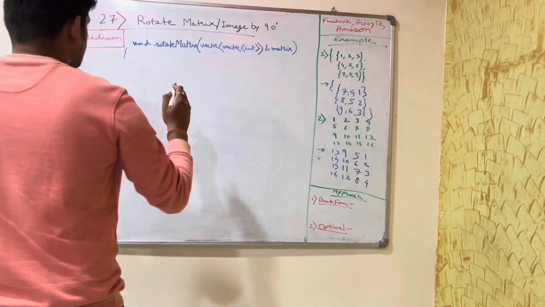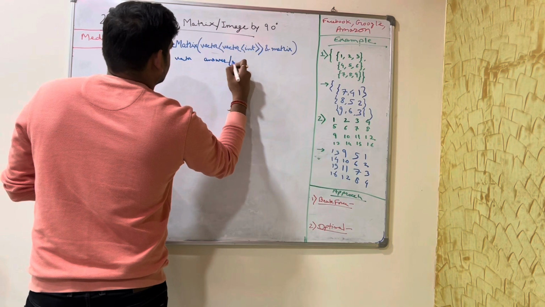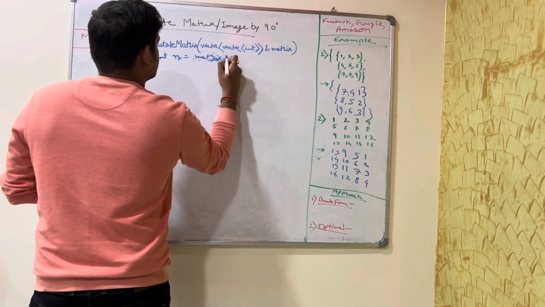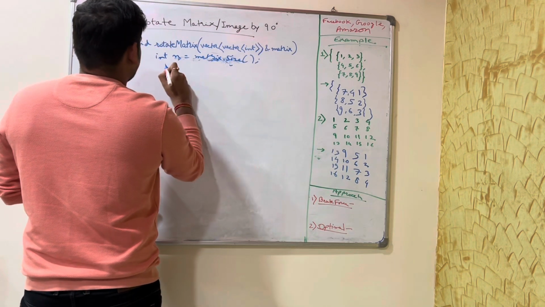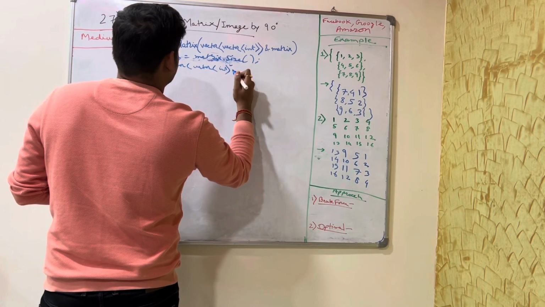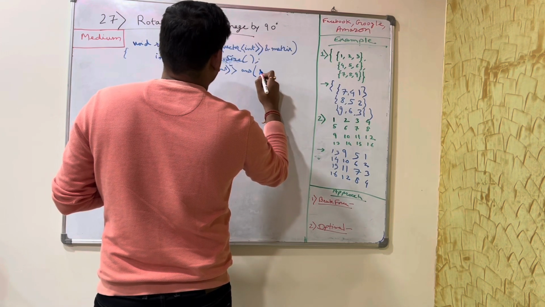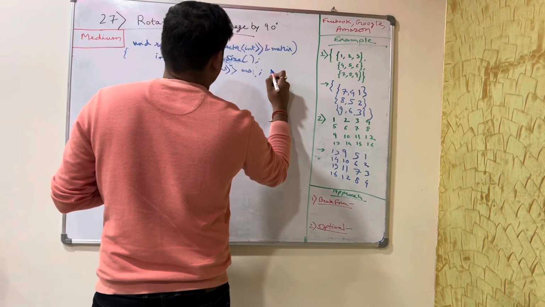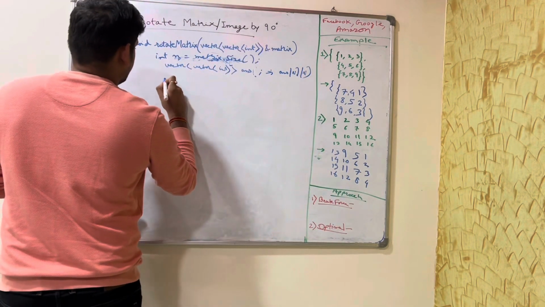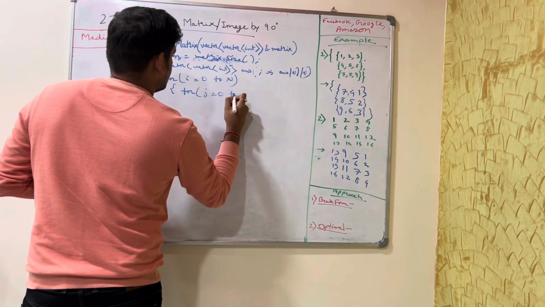Let me write the pseudocode for this. We take int n as the matrix size, and then we declare a vector of vector answer of size n by n, so it is 2D. Now we traverse the loop: for i equal to 0 to n, and for j equal to 0 to n.